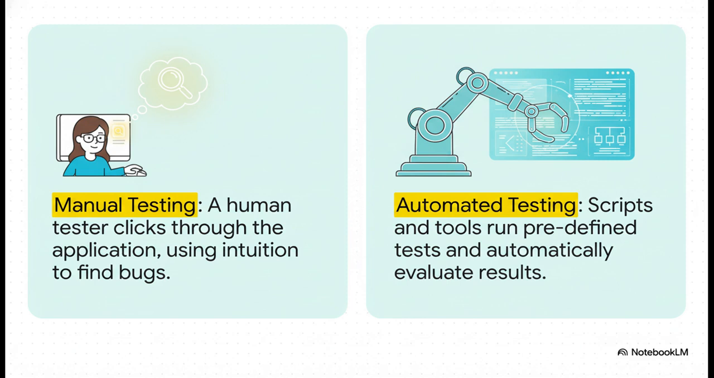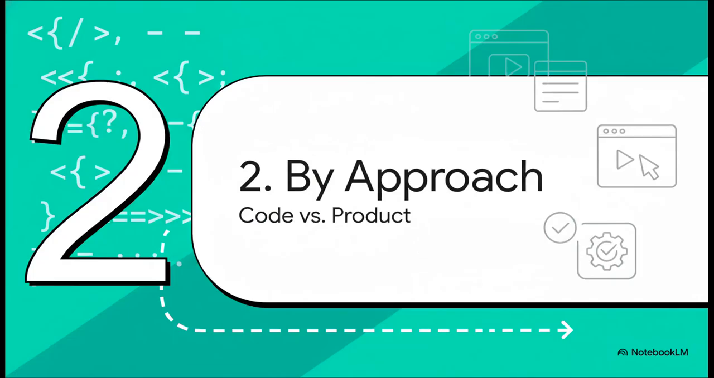On the other side, you've got automated testing. This is where scripts run a bunch of predefined checks over and over again. It's incredibly fast, it's super reliable, and it's perfect for those repetitive tasks you need to check every single time the code changes.